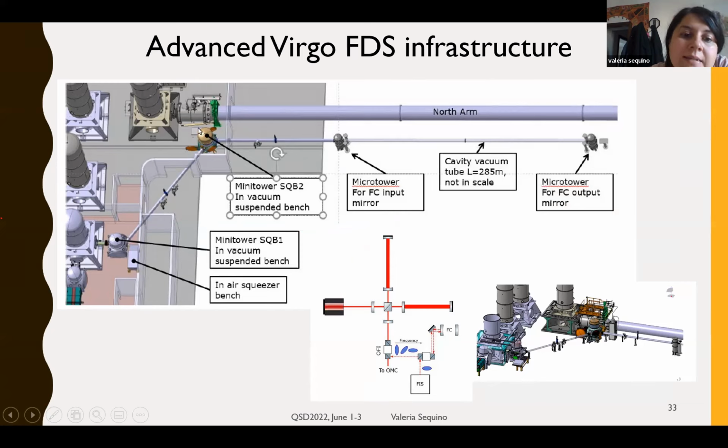12 meters long. This is the second squeezing suspended bench. And as I showed before, here we have a mirror for a telescope, and here we have the second mirror. Then we have to balance the benches very well in order to have straight beams. And here we have a pipe that here is not in scale, but this is 80 meters long, and this is our filter cavity, 300 meters long.